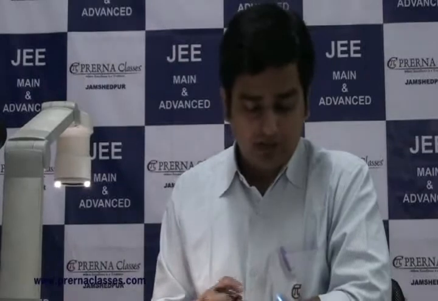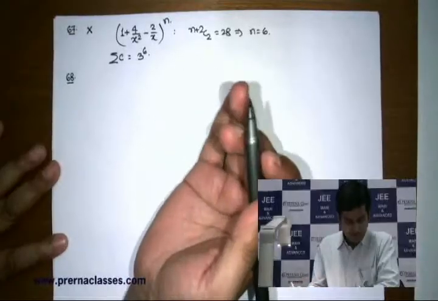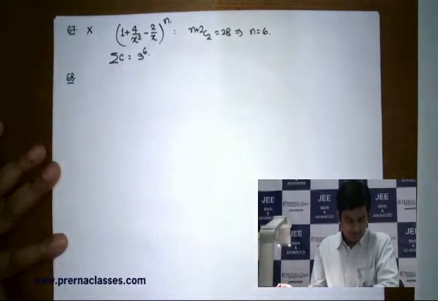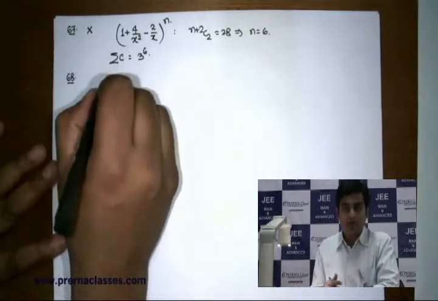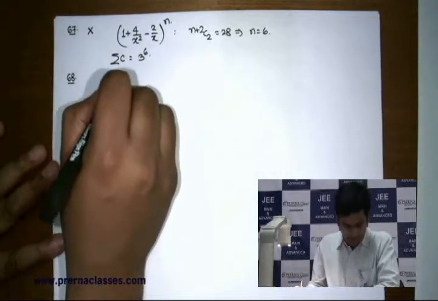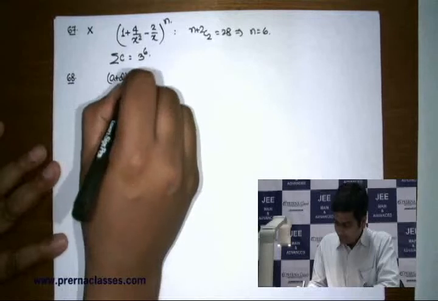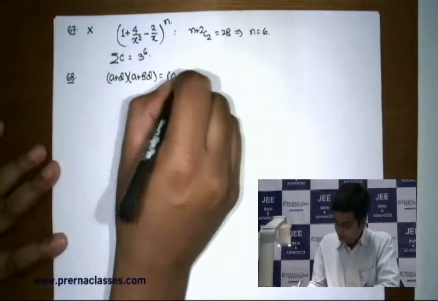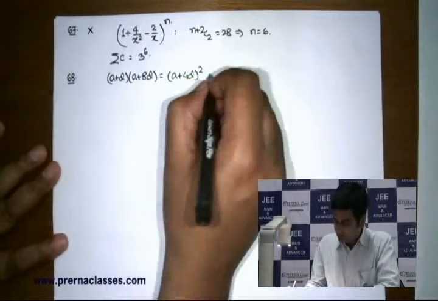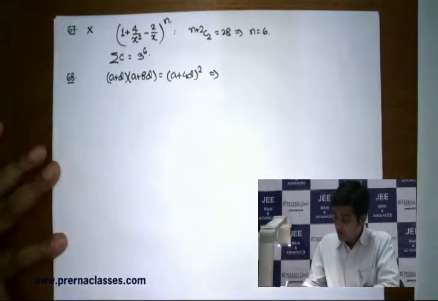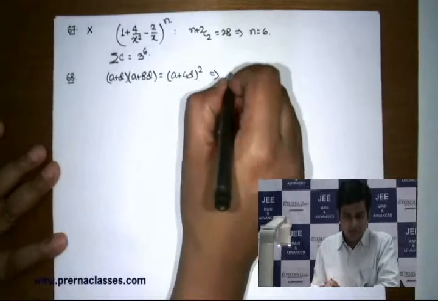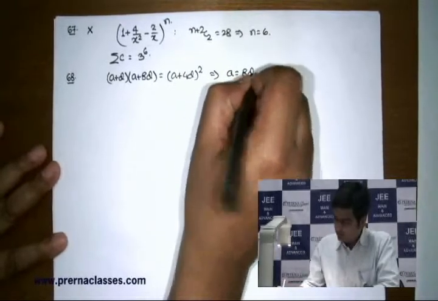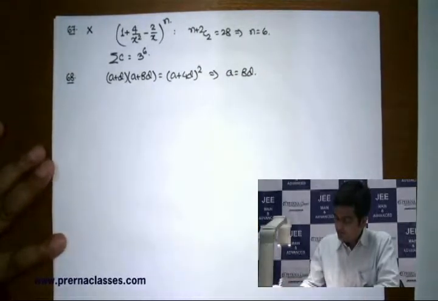Okay, next problem is related with progression. It is given that the second term, fifth term and ninth term of some AP are in GP. So if I utilize that fact, I'll be dealing with this equation. After solving this equation, you can clearly check that the first term is going to be 8 times the common difference.